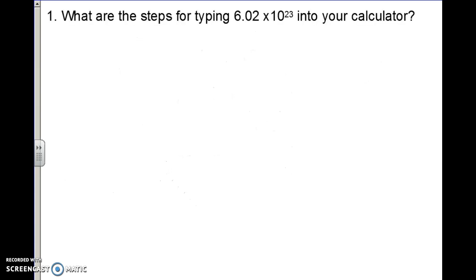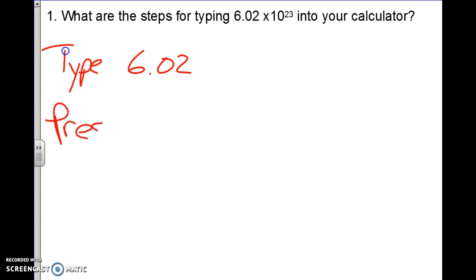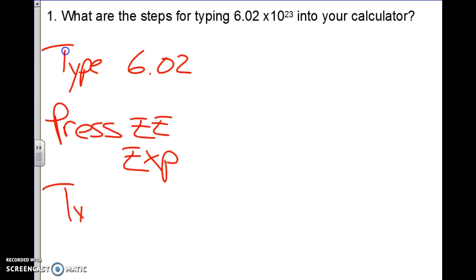The first thing that we're going to go over is how to punch into your calculator 6.02 times 10 to the 23rd. You simply type in 6.02, then you're going to press the EE button, or maybe it's EXP on your calculator, excuse me. And then you're going to type in 23.